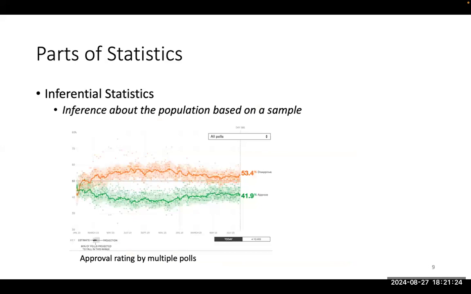Next, we also have inferential statistics, and this is an approval rating based on multiple polls. Each of these data points constitutes one survey that was conducted for the approval of a particular, I don't know, council member, mayor, president, whatnot. Each of these contributes one data point and one estimate of whether a certain fraction of the respondents approve or disapprove of the candidate.